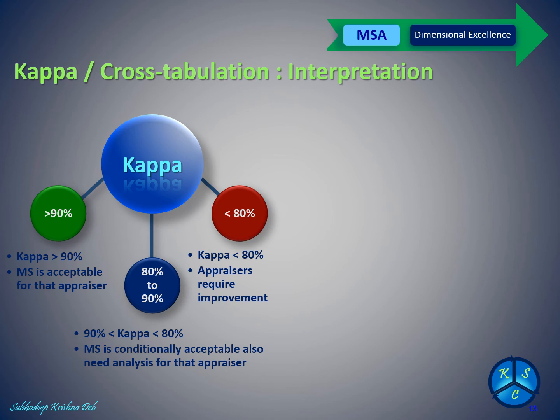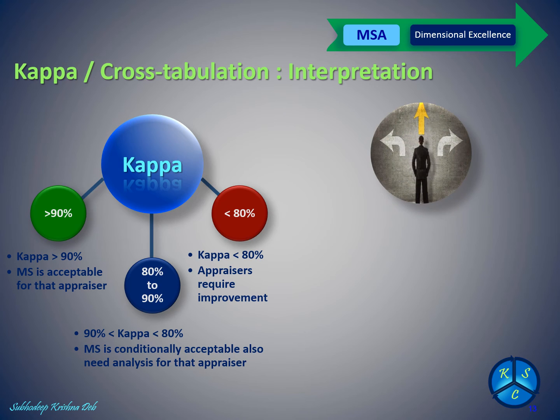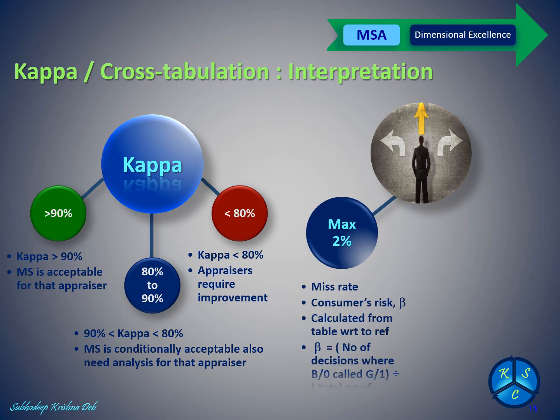And if the kappa value is found to be less than 80%, then in that case the measurement system is said to be not acceptable and the appraiser requires improvement. Their procedure for inspection needs to be revisited. Now after this, there are two important parameters that we need to calculate, the first is the miss rate. Now the acceptance of miss rate is 2%. 2% is the maximum that we can accept for the miss rate.